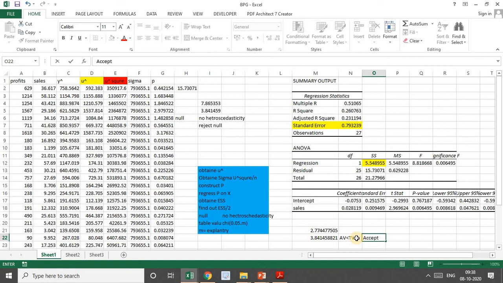there is a homoscedasticity. So homoscedasticity, then we cannot reject it, we have to accept it. Then here we have to accept that there is no issue of heteroscedasticity in this problem as per this BPG test. Okay, so what is the steps?